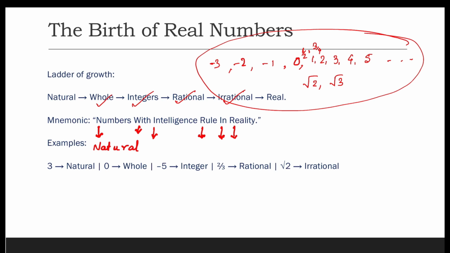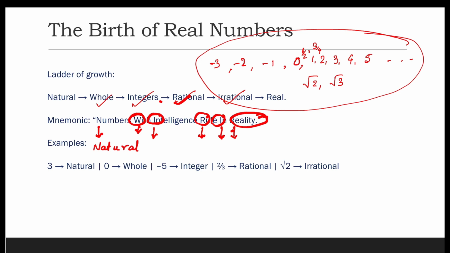First is natural numbers. Add 0 to that, it becomes whole numbers, this W. Add negatives to it, it becomes integers, this I. Add fractions to it, it becomes rational. And then irrational numbers, all put together is real numbers. Natural, whole, integer, rational, irrational, real. Numbers with intelligence rule in reality.